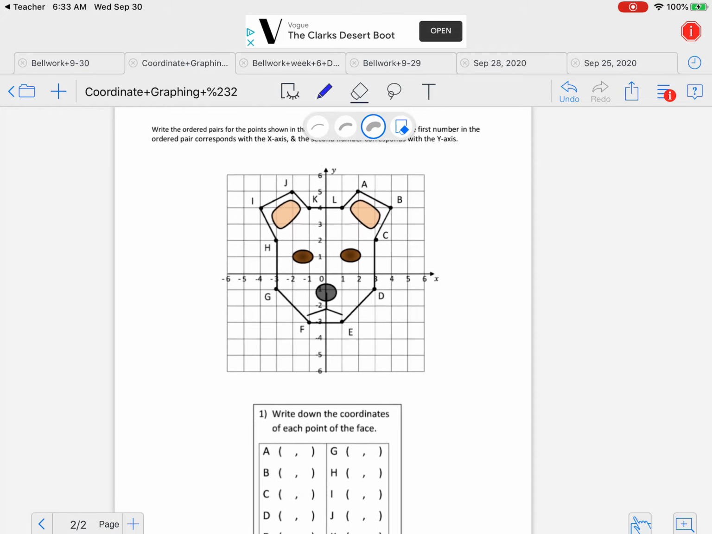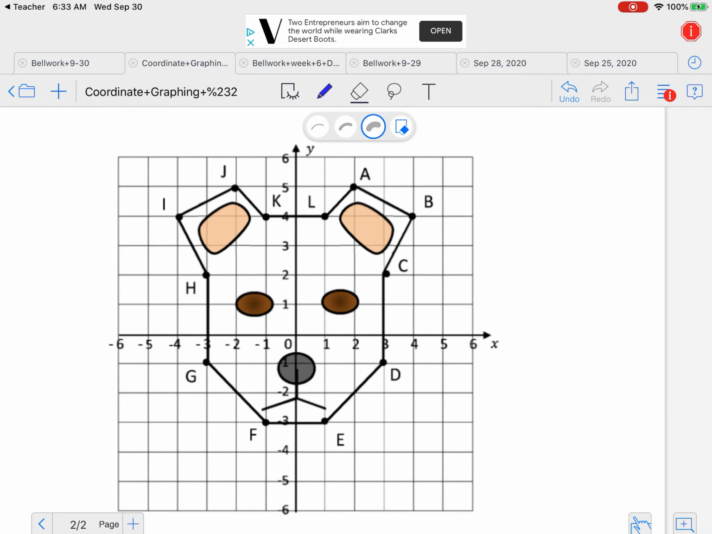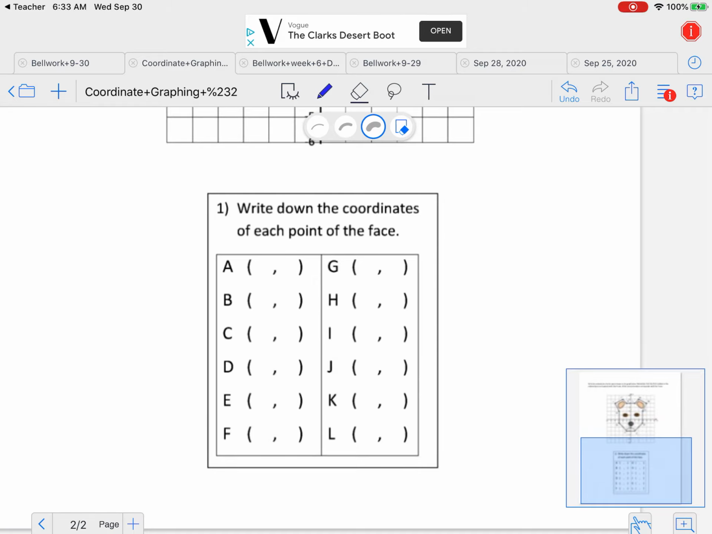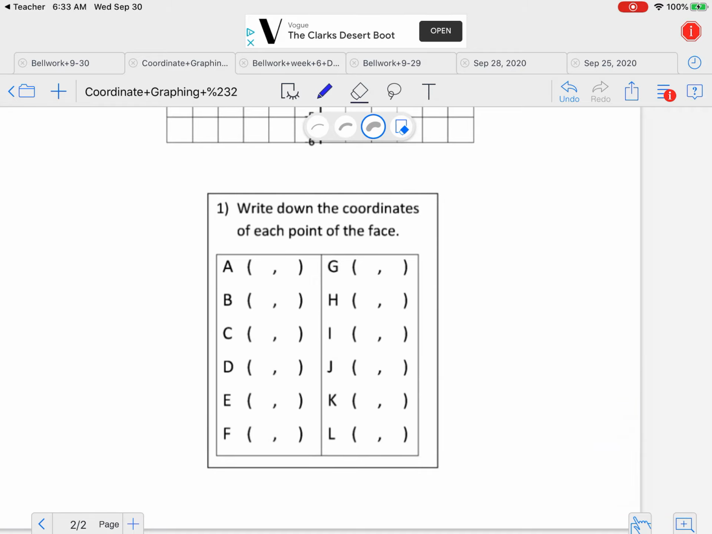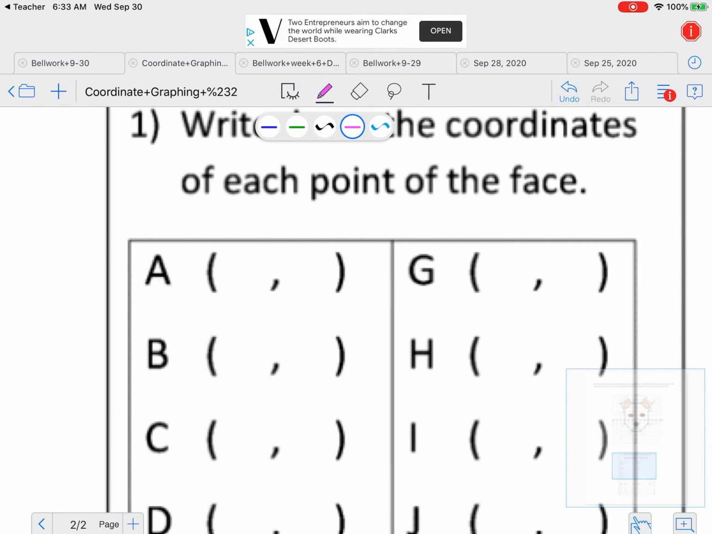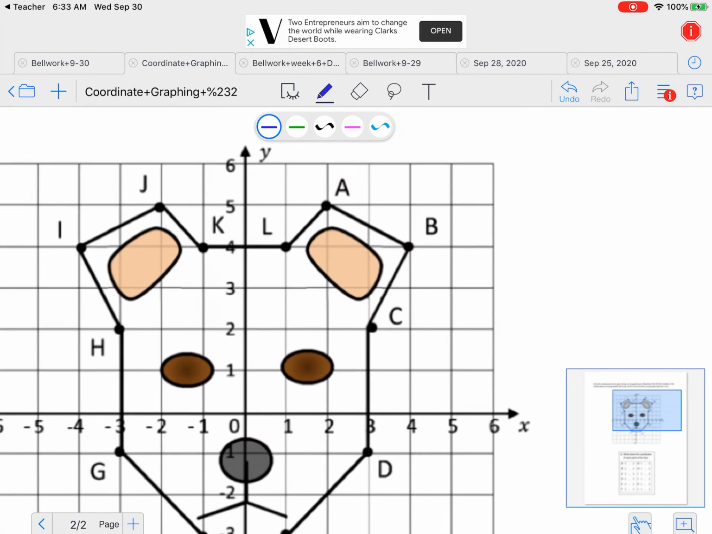This also, a lot of kids have graphed before and made a picture. We're going to do it backwards. The picture's already there, and then we need to write down the ordered pairs that make the face. So again, your first number is supposed to be represented by the x-axis, and your second would be represented by the y-axis. And you would continue to do these the same way that you just did the first side.